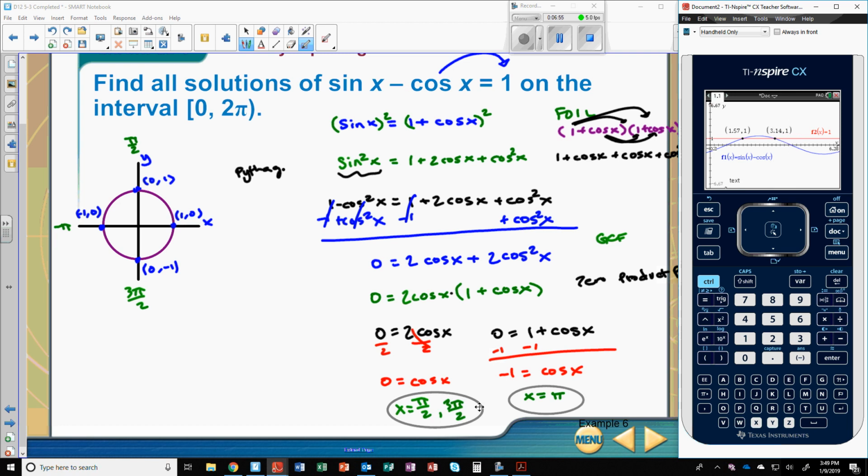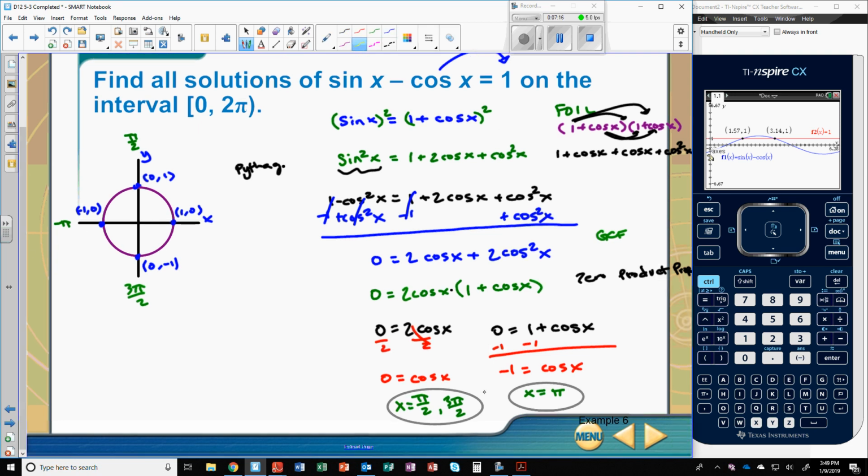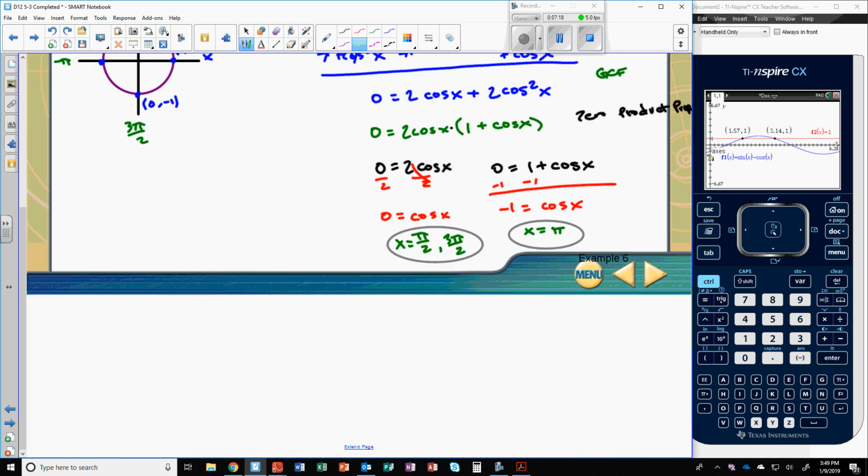Now, where is 3 pi over 2? Did we make a mistake on that one? So let's check our work, because the graph is not showing us that one. As I'm checking it over here, this would be right. So this must just be an extraneous answer. So I'm going to go back and write this in yellow, because that's what I usually do for extraneous. This answer here is extraneous.